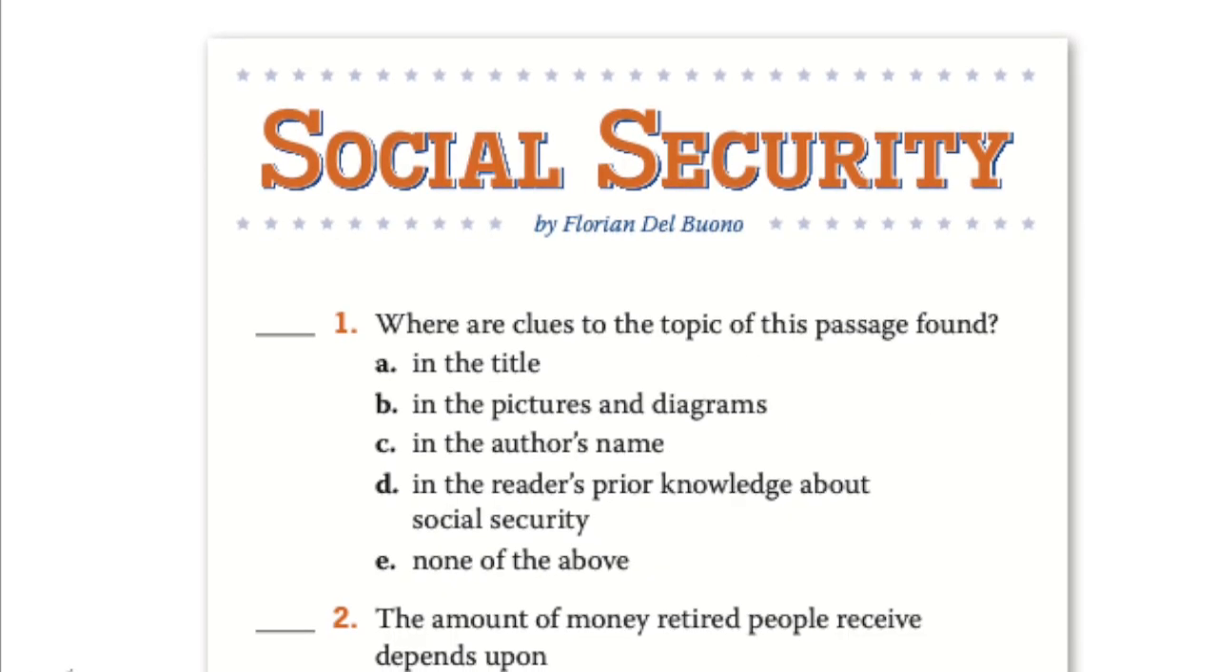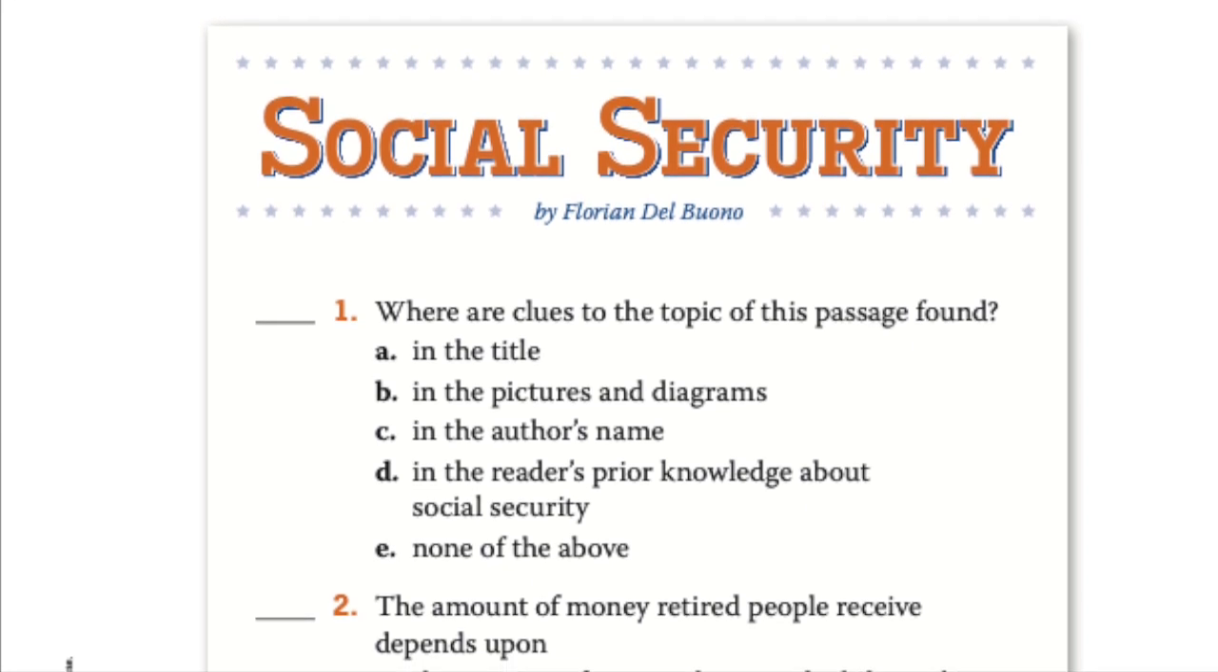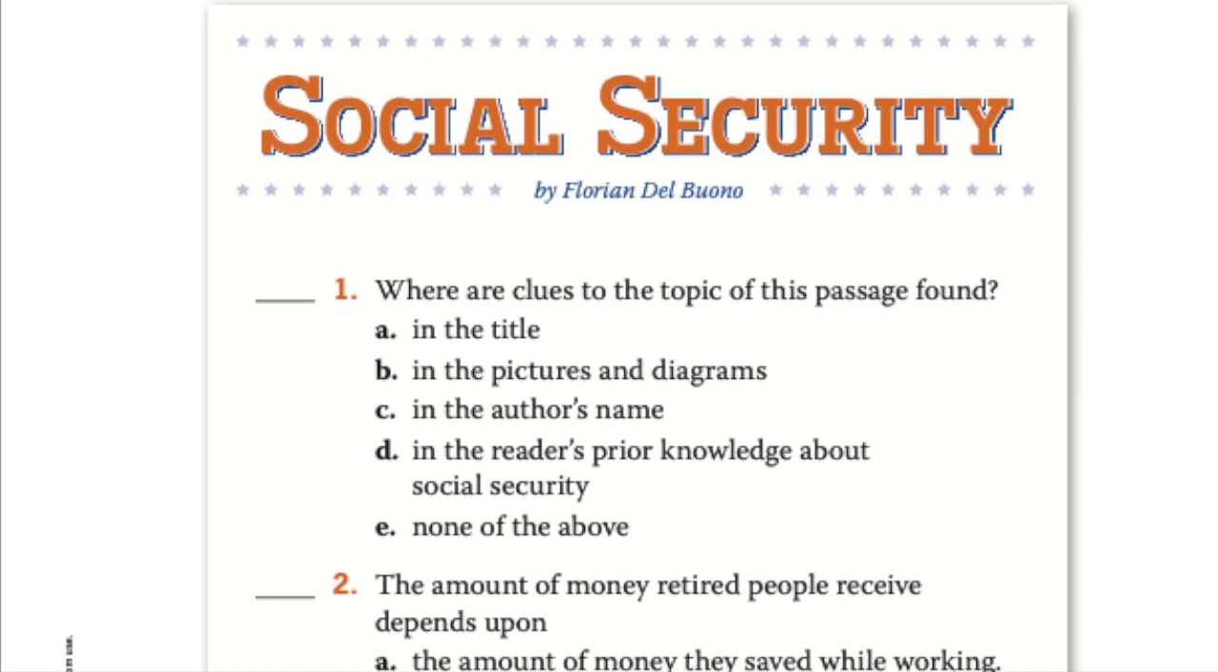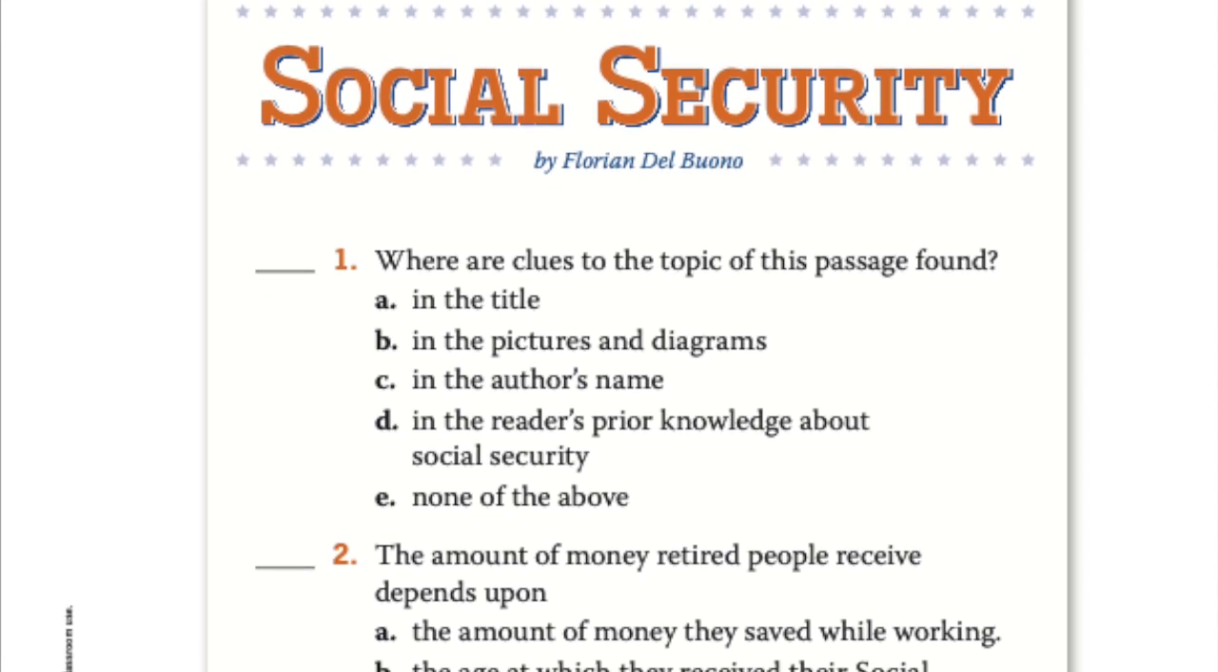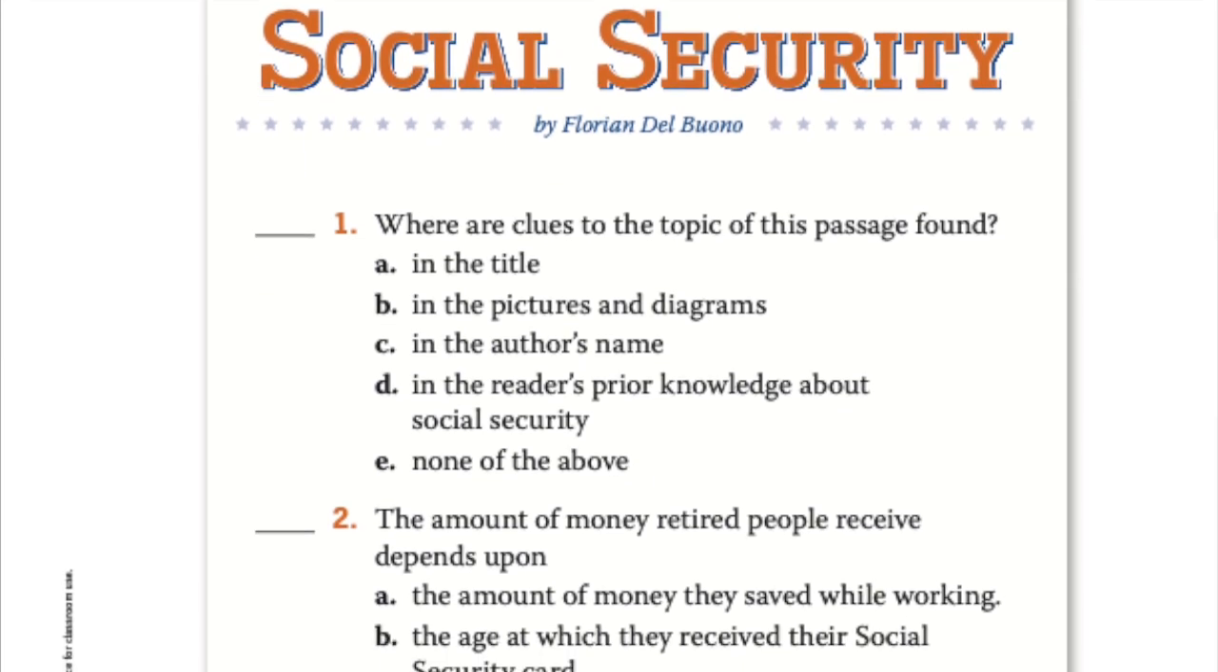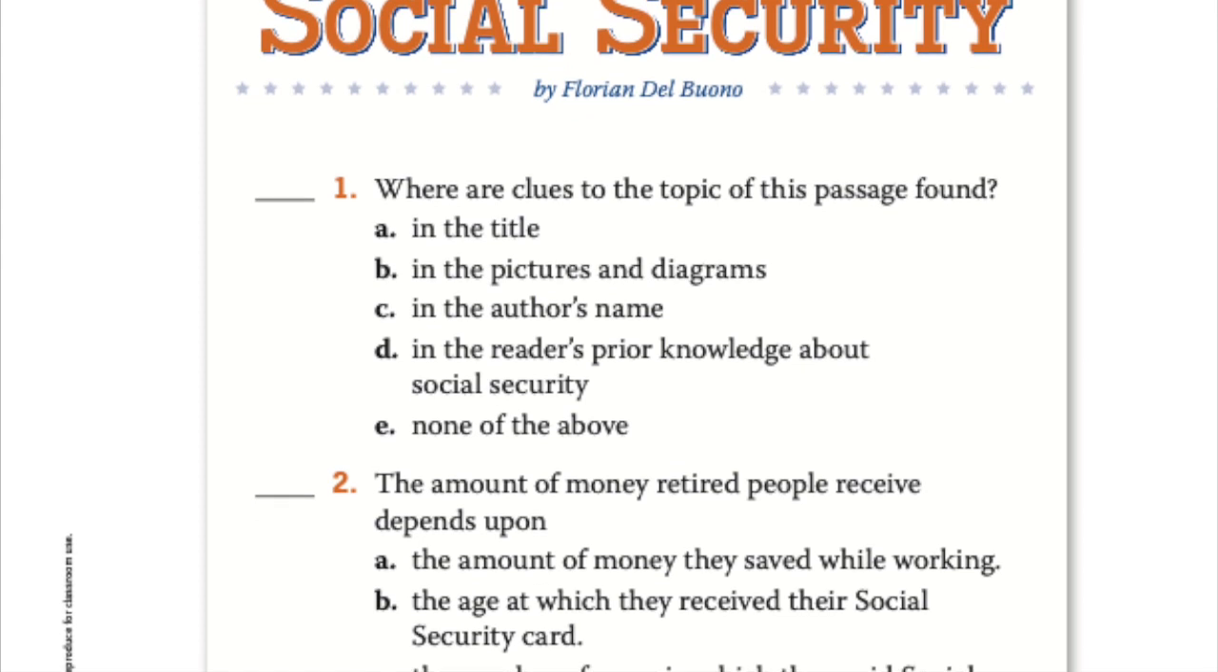Where are the clues to the topic of this passage found? A, in the title, B, in the pictures and diagrams, C, in the author's name, D, in the reader's prior knowledge about Social Security, or E, none of the above.